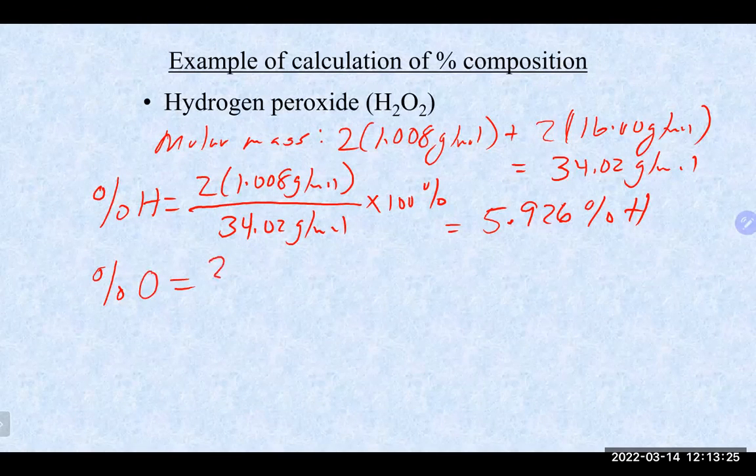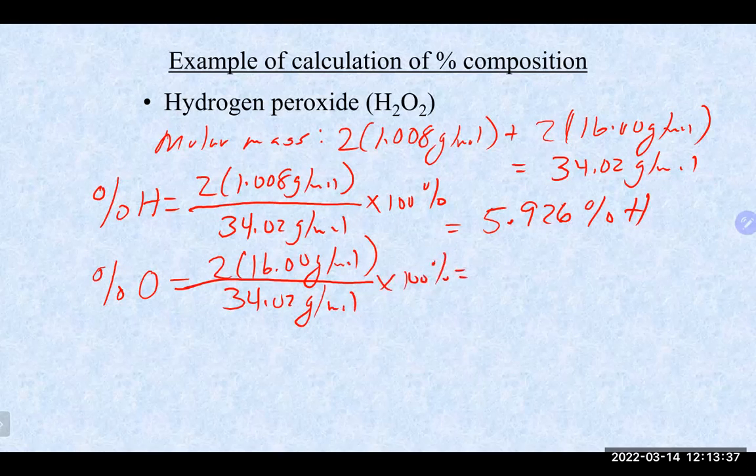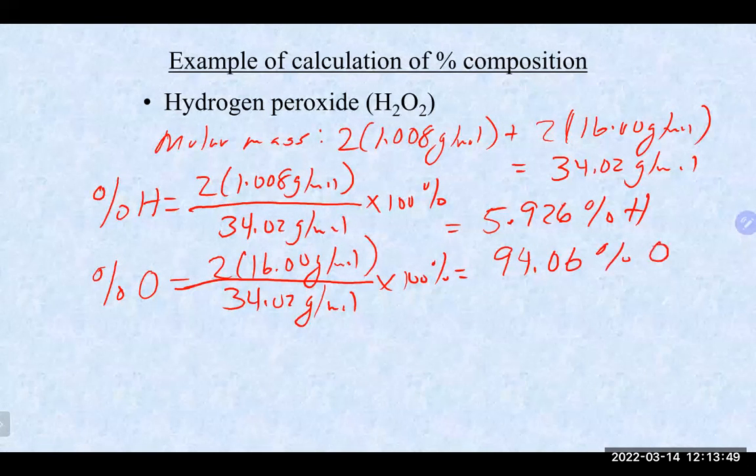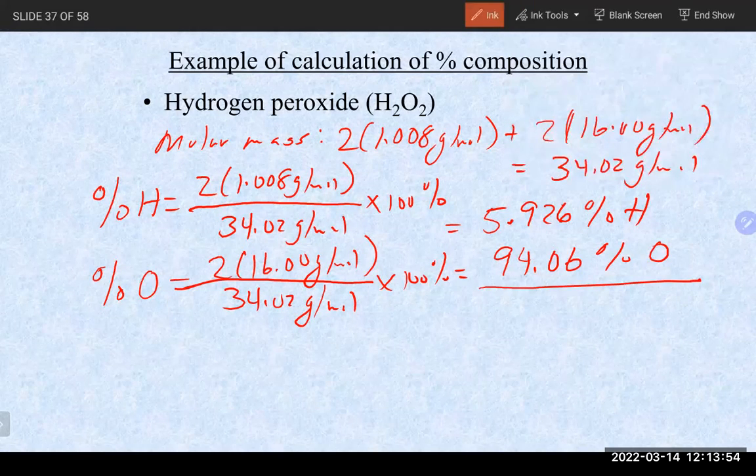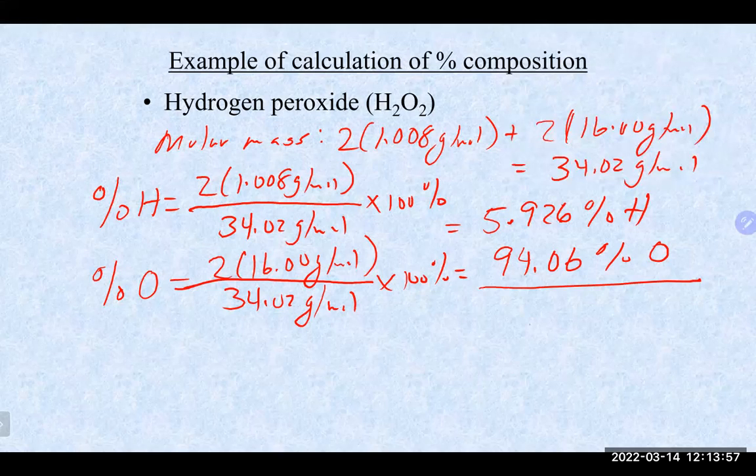In this case, it would be 2 times 16 grams per mole divided by 34.02 grams per mole times 100%. And that gets us 94.06% oxygen. By the way, when I'm all done, these percentages should add up to 100%. Again, it won't be perfect, but should add up to about 100%. We got about 99.9%, pretty close in this particular case.